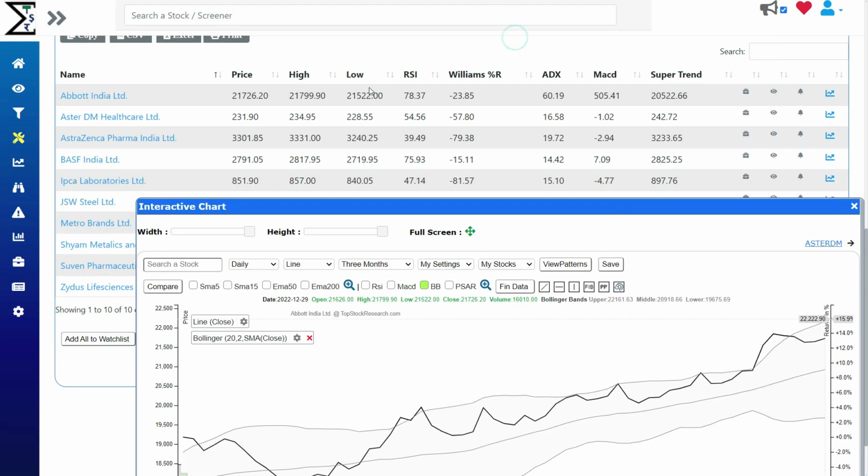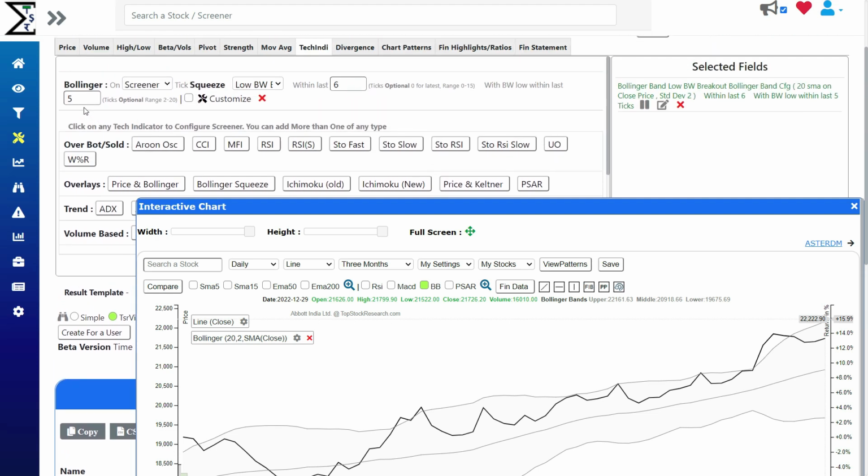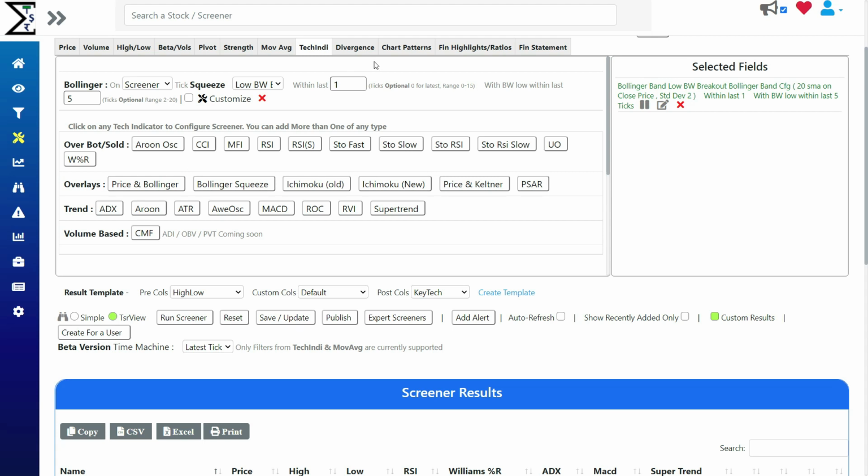So if you have missed this, and you want to know what happened yesterday, that a breakout happened and there's no way for you to find it, these screeners will tell you where this breakout has happened. Is it the latest or an earlier period? So let's see within one candle, and the lowest bandwidth is in the range of the last, let's say 20 or maybe last five, let's put. So basically what we are trying to find is the breakout within the last one candle, one or two, either today or yesterday, and the lowest bandwidth has happened in the last five candles.